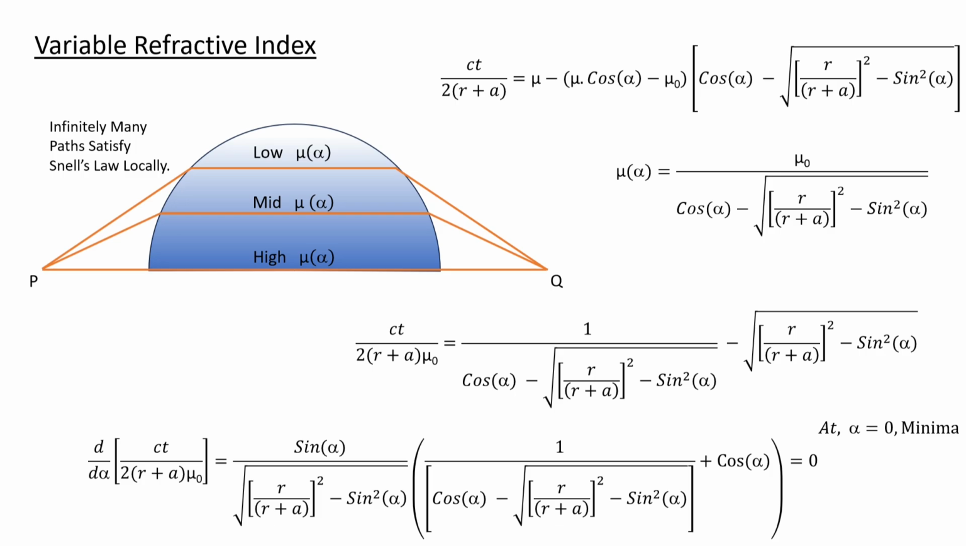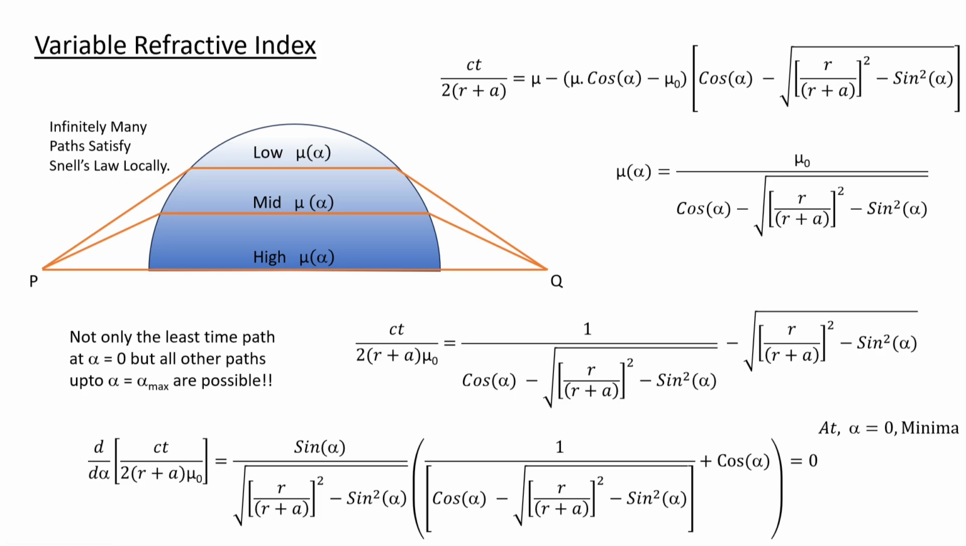So if the least time path is correct, this should be the only path that the light should take from P to Q, the straight line path. But if Snell's law is correct, then it can take all these infinitely many paths at different heights because it encounters different variable refractive index at different points according to this equation.